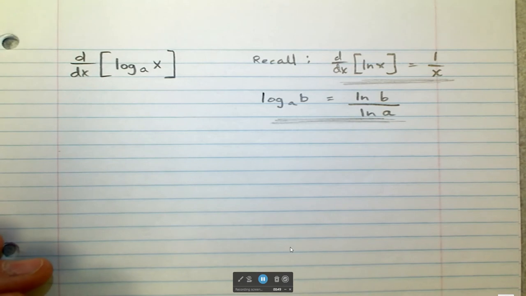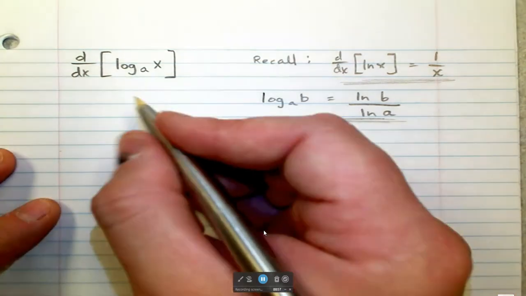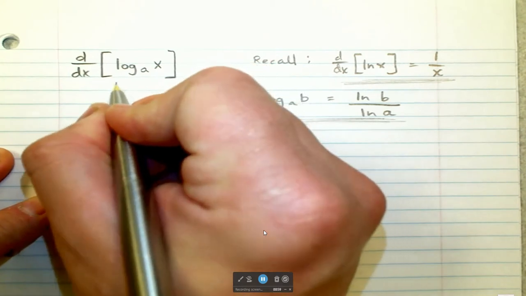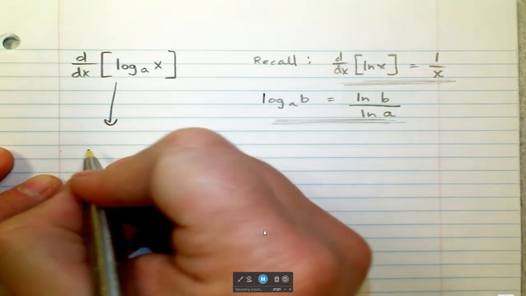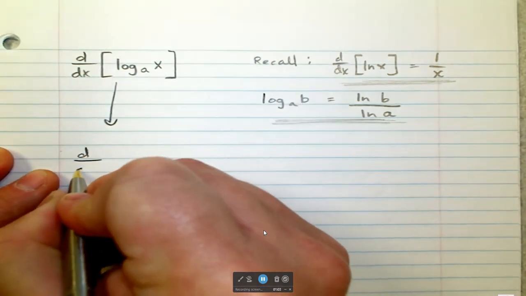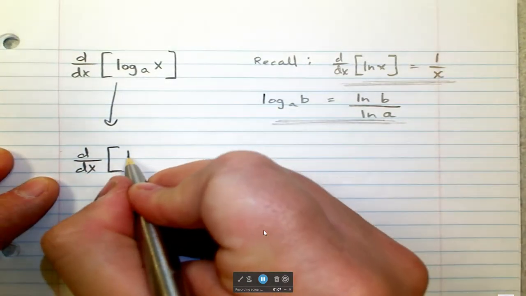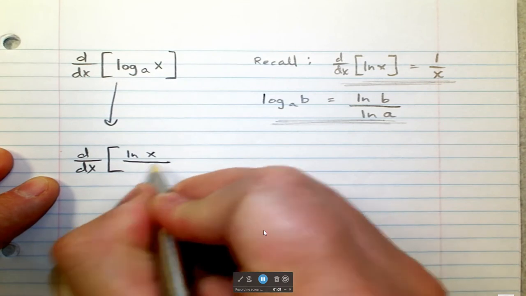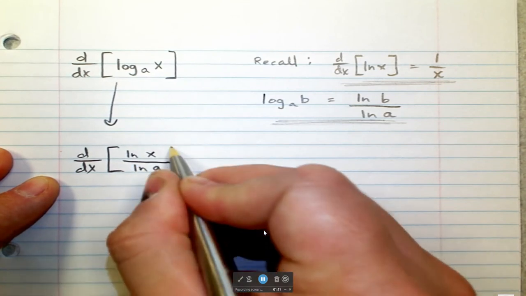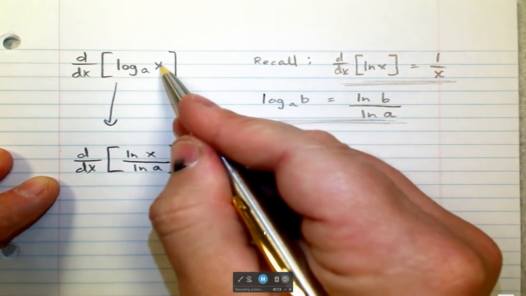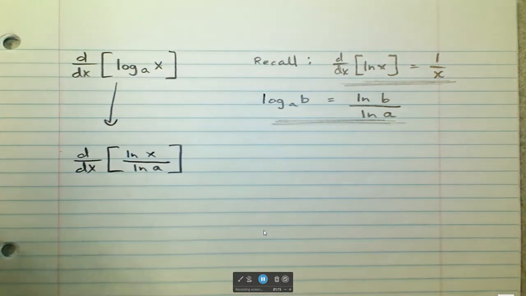Now, if we remember those two things, then we can find the derivative of log a of x. So how we're going to do this is we're going to rewrite this as the derivative of, and I'm going to do the change of base formula, which will be the natural log of x over the natural log of a. Okay, so this guy goes on top, this guy goes on bottom. Natural log of x over natural log of a.